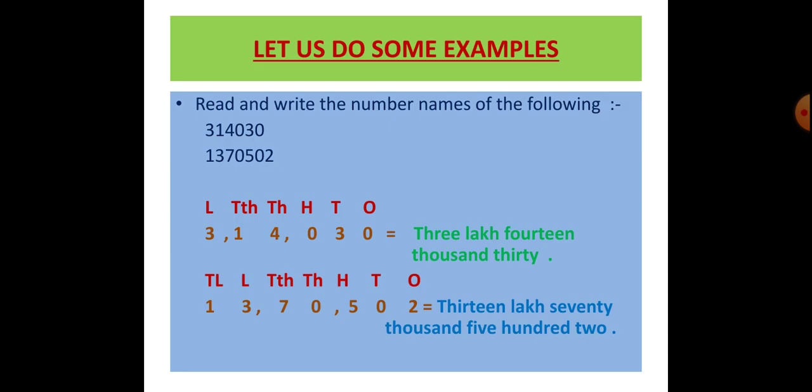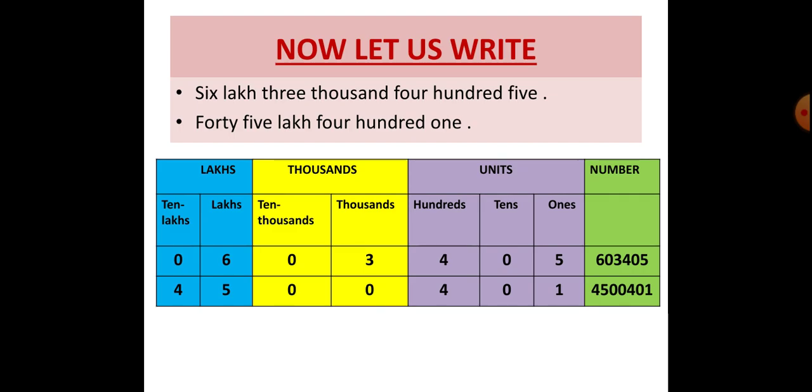Let us read and write the number names of 314030 and 1370502. First put comma after 3 digits starting from the right, then put comma after 2 digits. The number 314030 is read and written as 3,14,030. Similarly, after putting comma, the number 1370502 is read and written as 13,70,502.